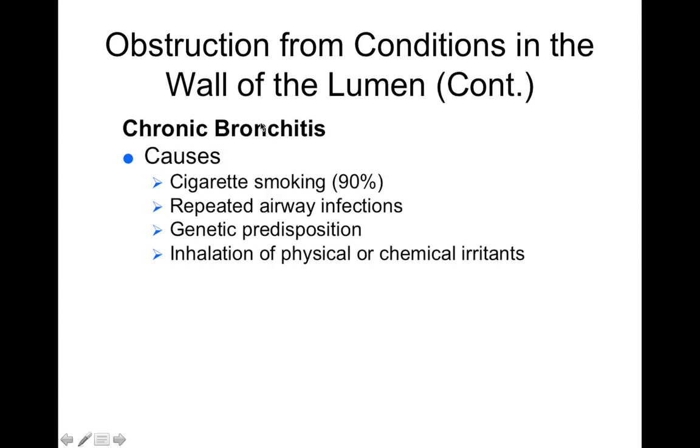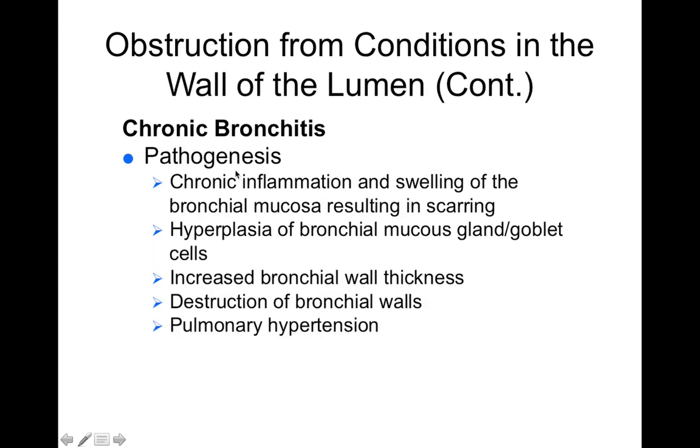Some of the causes of chronic bronchitis can be things like cigarette smoking, airway infections, some people are genetically predisposed, or even inhalation of physical or chemical irritants. Now, chronic bronchitis can lead to inflammation and swelling of the bronchial mucosa, leading to scarring. It can lead to hyperplasia of mucus glands and goblet cells, causing an increase in bronchial wall thickness, which can decrease airflow, destruction of bronchial walls, or even pulmonary hypertension from destruction of blood vessels serving specific parts of the lung.